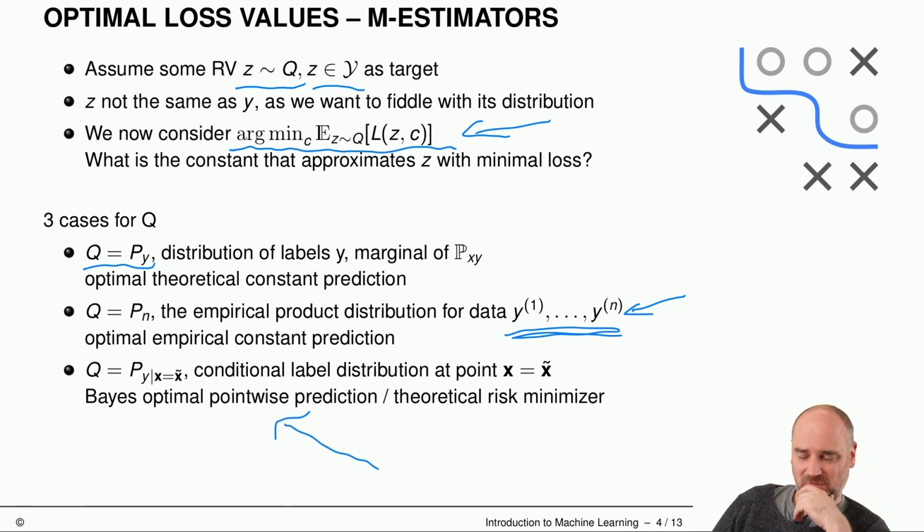Interested in predicting y given some features x. We could also assume that our distribution Q here is a conditional label distribution given some feature vector x. So x is going to be my random variable. I'm denoting random variables in lowercase, and if I have to use random variables and observed, non-random point vectors, I'm going to denote those with an x tilde.